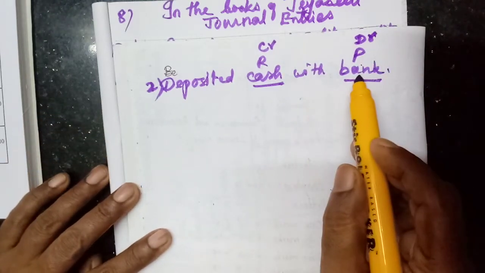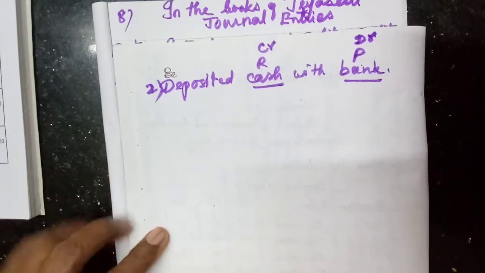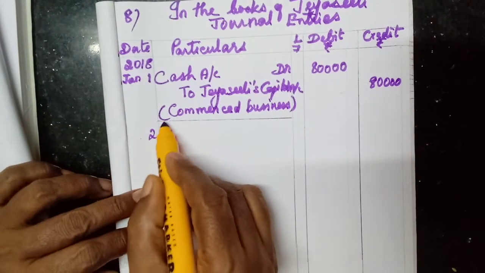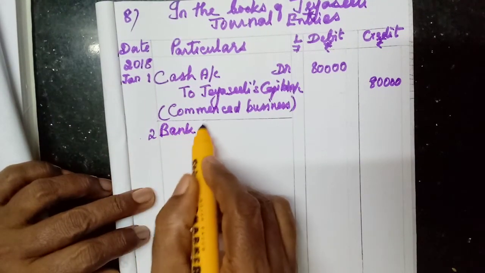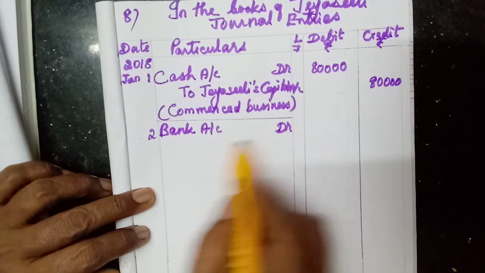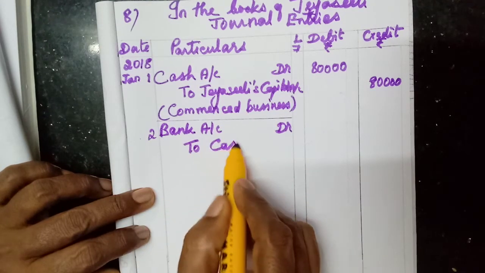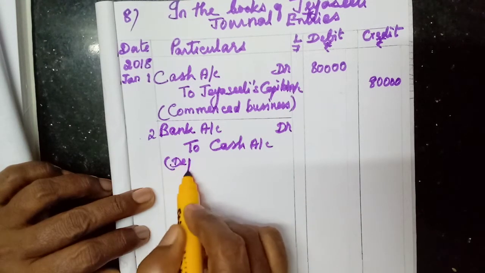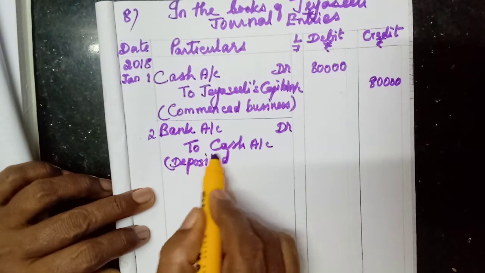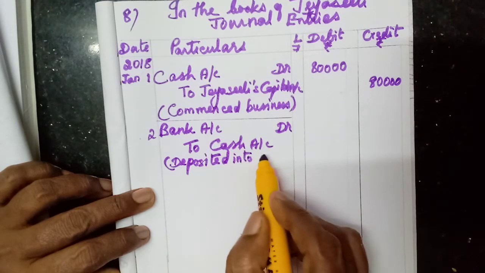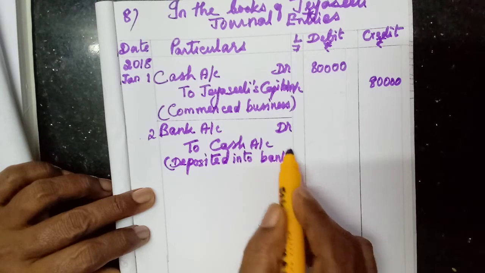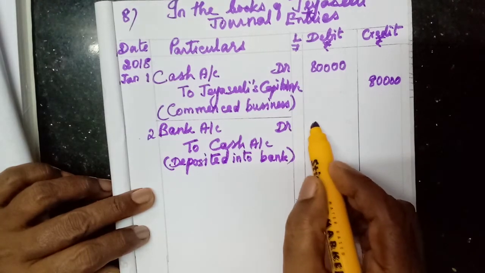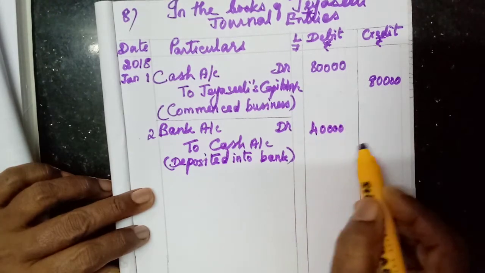So what is the entry? Bank account debtor to cash. Bank account debtor to cash. The same way you have to write bank account debtor to cash account. Deposited into bank. You can write deposited cash into bank. How much amount? 40,000. Write straight to that one.